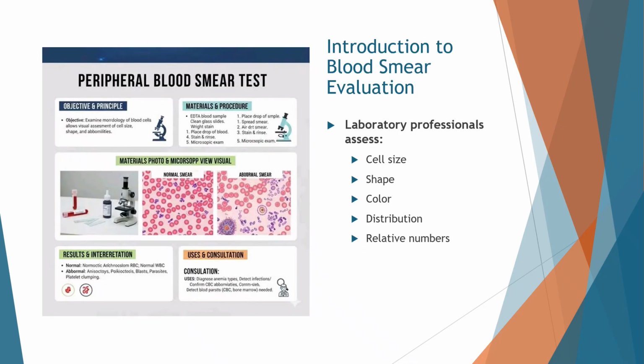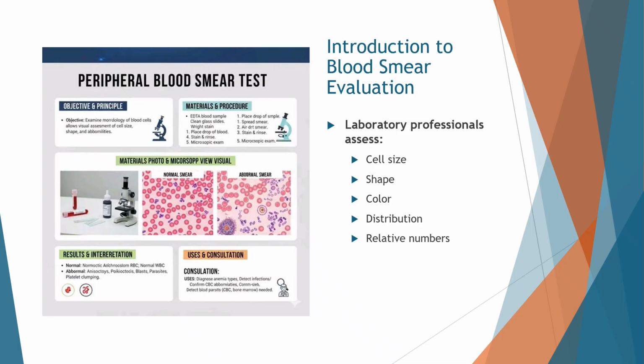Now we transition into where you come in as laboratory professionals. The peripheral blood smear is one of the most powerful and honestly underrated diagnostic tools in medicine. When we evaluate a smear, we are not just looking at cells casually. We are systematically assessing cell size, so are red blood cells uniform, microcytic, macrocytic, the shape, so the poikilocytosis tells us about membrane integrity and disease processes.